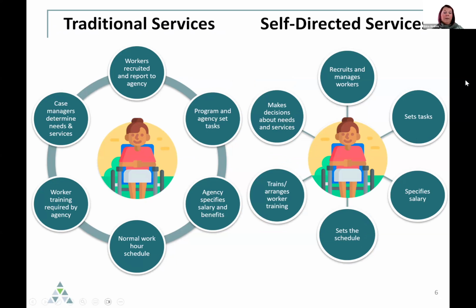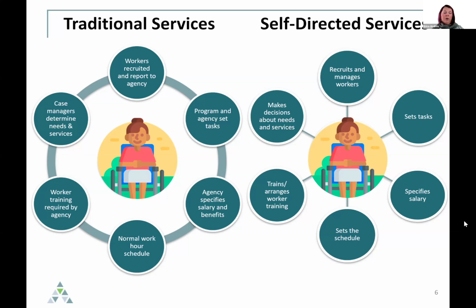In both traditional and self-directed services, the person is at the center of the services. Both are really taking the member's needs and wants into account. In traditional services, the workers are recruited and hired and report to an agency. However, in self-directed services, the workers are recruited and managed by the person. In traditional services, you can see that everything is happening around the person, while in self-directed services, the member is at the center and controlling everything.